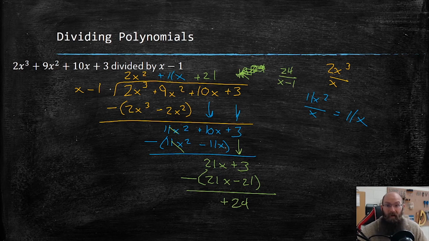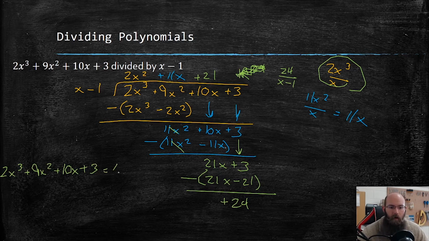It doesn't go into there at all. So I still just have to write it like that. Just like how I took all of these other ones and put them over x, here I'm going to put it over x minus 1 because that's what all needs to happen. All right. That is, again, done. But I'm going to write this out off to the side. Again, the 2x cubed plus 9x squared plus 10x plus 3 equals x minus 1 times, if it were distributed, the 2x squared plus 11x plus 21 plus 24 over x minus 1.